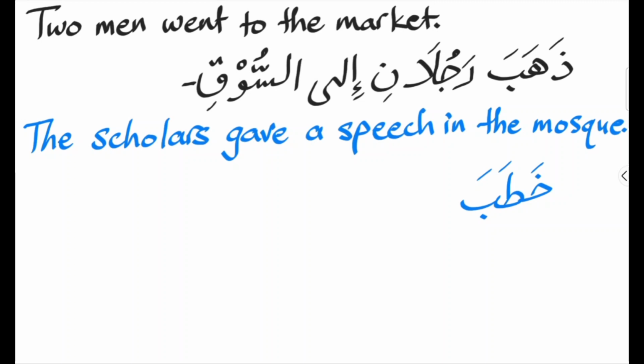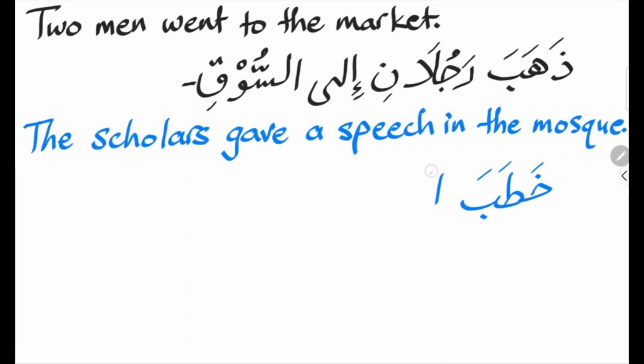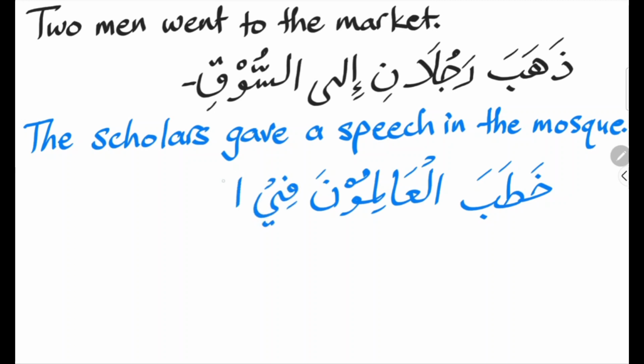Scholar is alimun. The plural for that in halat rafa, or in the state of rafa, is going to be alimuna, because in order to make it plural you need to add a waw preceded by a dhamma and a noon with a fatha. And the scholars, it's the scholars, so you're going to bring an alif lam on top. خطب العالمون in the mosque, في المسجد. خطب العالمون في المسجد. The scholars gave a speech in the mosque.